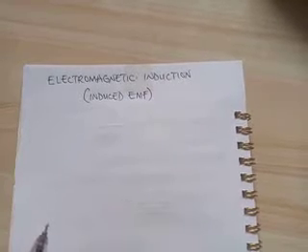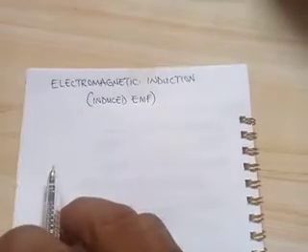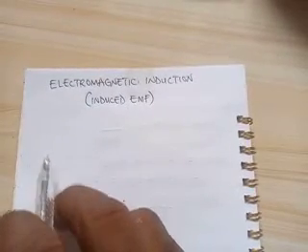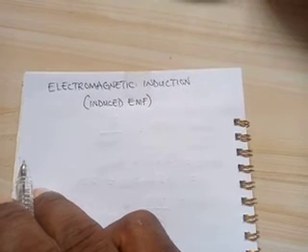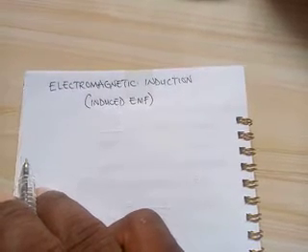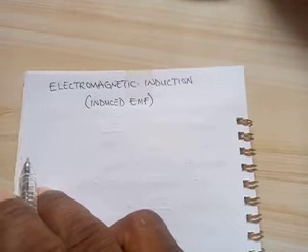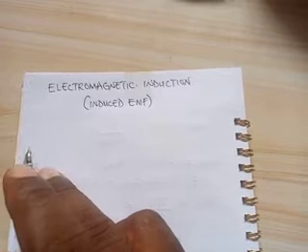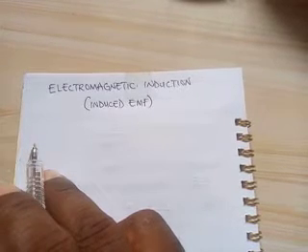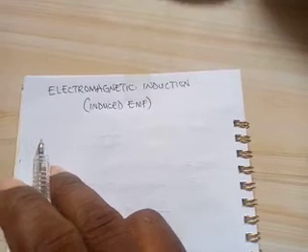In this video, we're going to look at electromagnetic induction, or induced EMF. We have already seen that a wire carrying current produces a magnetic field around it, and that a magnetic field exerts a force on a moving electric charge or a piece of wire carrying current. The question now is, since electric current produces a magnetic field, do magnetic fields produce electric current?